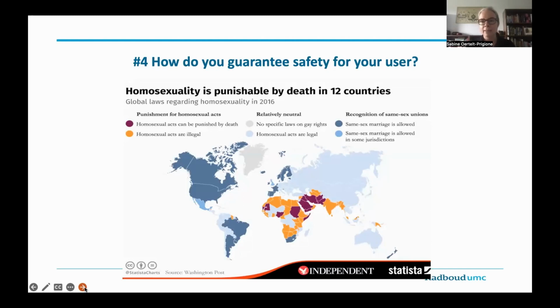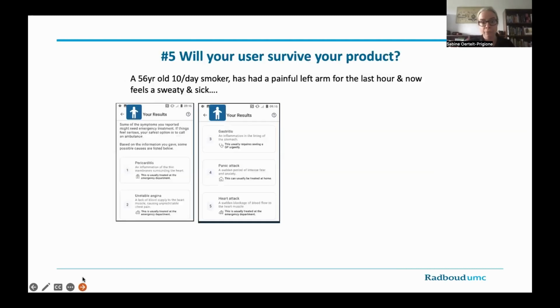Just think about the fact that sexual orientation is still punishable by death in a number of countries. So if you collect this data because it is important to whatever product you're offering, make sure and be mindful of the fact that this can be a safety hazard for some of your users.